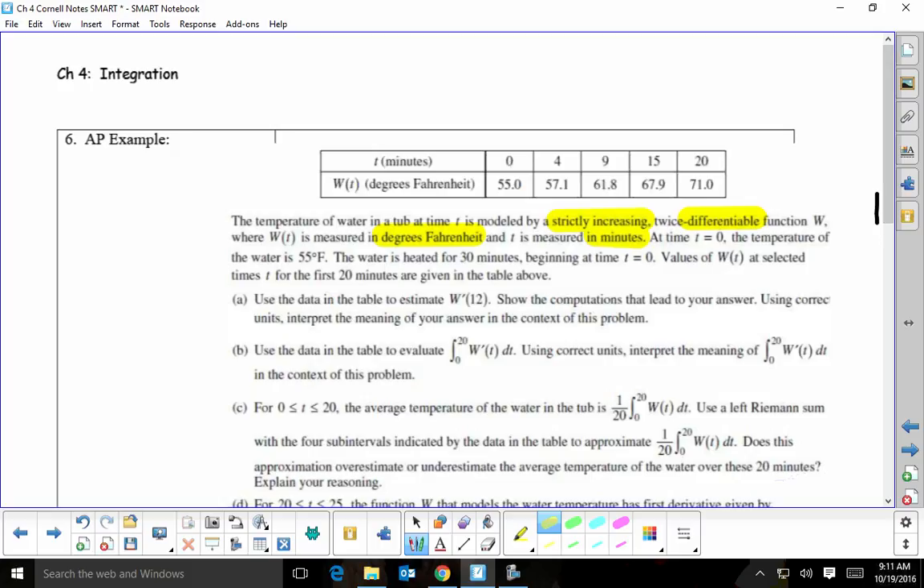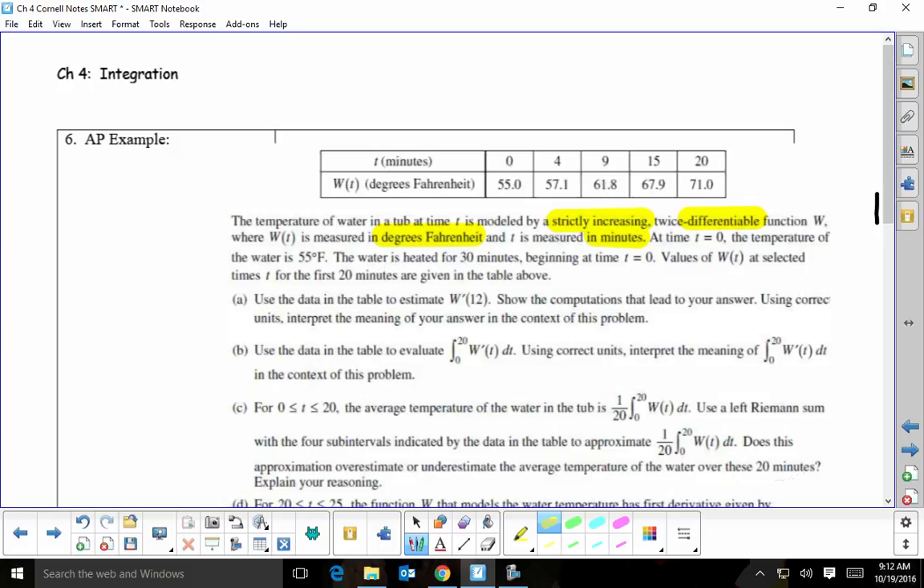Is W of t a position, a velocity, an acceleration? If it's only measured in Fahrenheit, it's more like the position of the temperature. So this is our position. It's not a rate. This is just the basic position function, the position of where the temperature is.